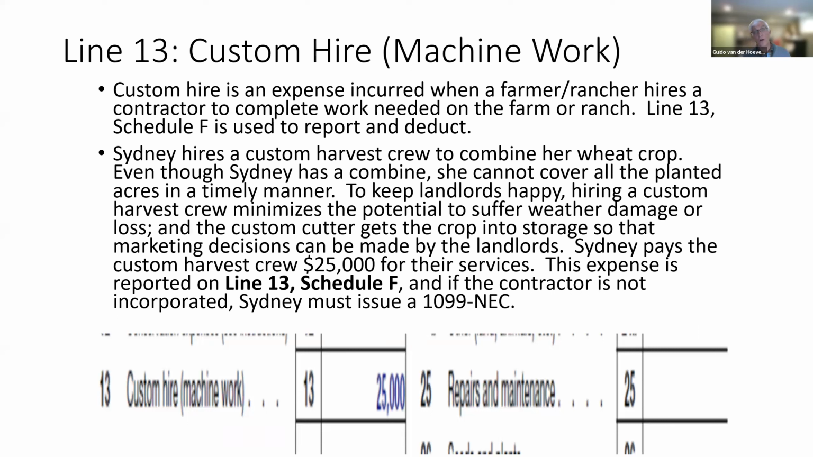Custom hire. So here's where we are paying for custom hire. In my example, Sydney hires a custom harvest crew to combine her wheat crop. She pays them $25,000. Now they are not incorporated. So Sydney has to issue them a 1099-NEC for nonemployee compensation. You can see it listed there on line 13. That's why it's so important, as we looked at in the first part, that you tick those two questions. Did you make payments that require a 1099, yes or no? And in this case, Sydney would have had to tick yes. And then, because the IRS is going to be looking at this through their systems, did you indeed issue the 1099?